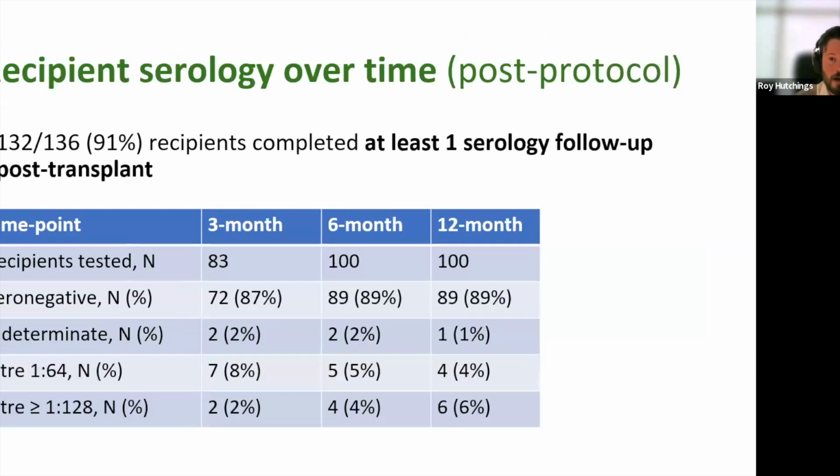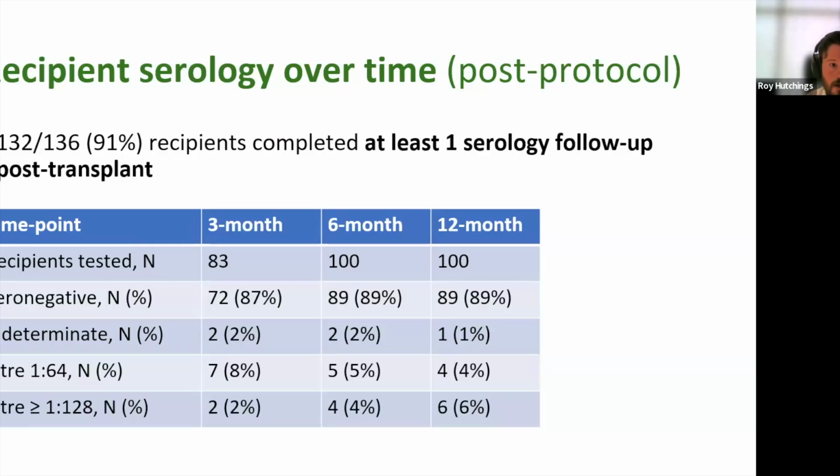Now, in terms of looking at the recipient serologies over time in the post-protocol period, I should note here that both Bartonella henselae and quintana serologies are tested, given their cross-reactivity, and the higher one was used. Not all recipients did serology at each time point, but 91% did at least one time point serology. And so the results here are prevalence at each time point. They're not cumulative as time goes on.